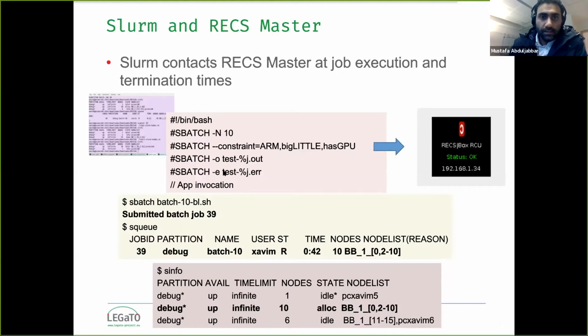So as I said, Slurm is able to contact the RxMaster for job execution and termination. And here we see an example of such a way to do this communication, so that we have a constraint that is passed to the RxMaster. This constraint just specifies "give me the ARM big.LITTLE node that has a GPU", and such a constraint can be accommodated due to this integration.